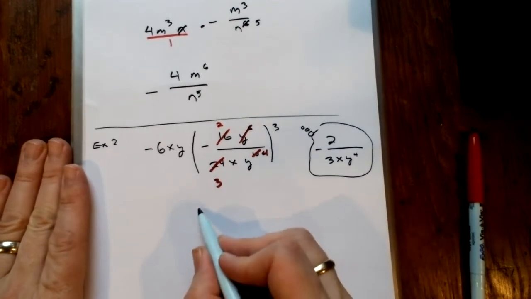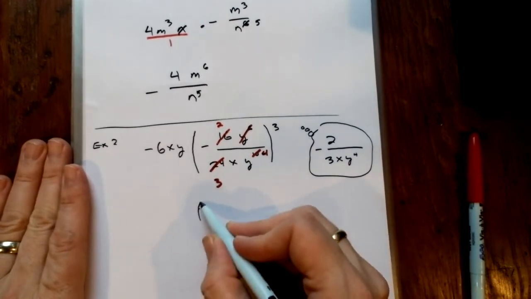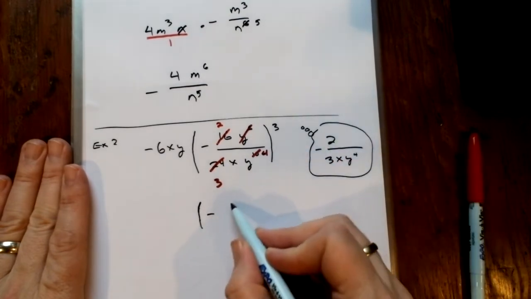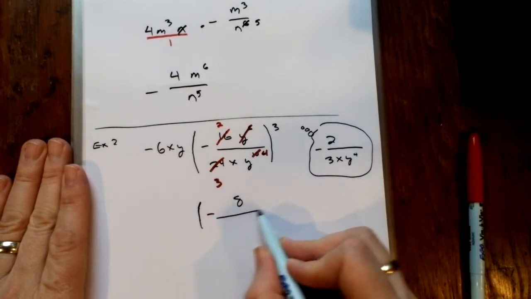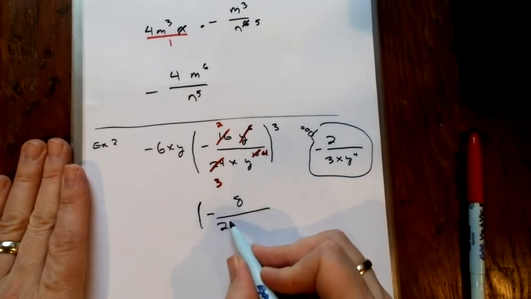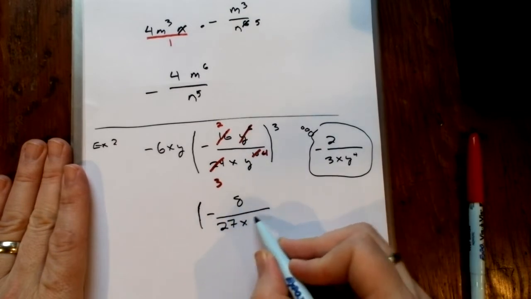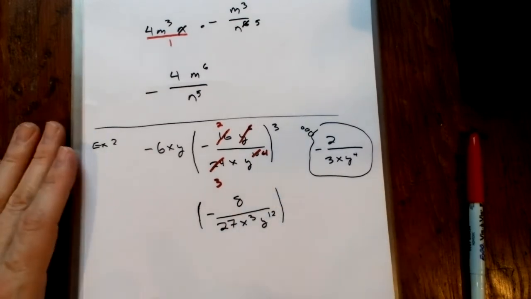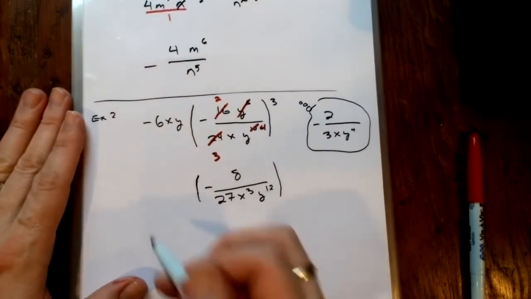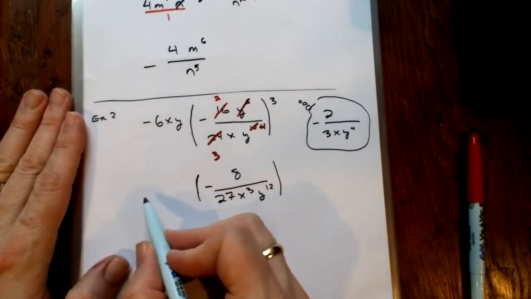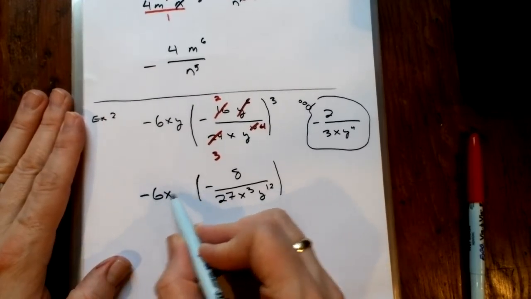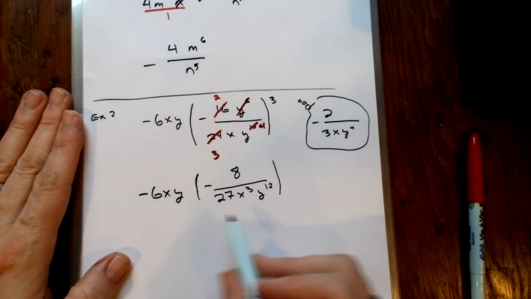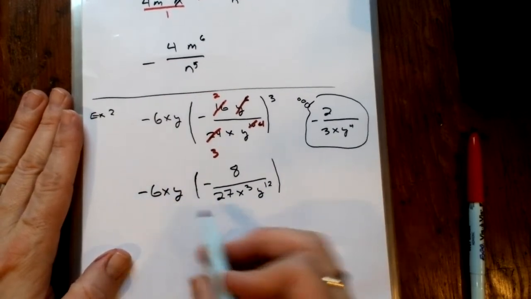So that'll be negative times negative times negative, which would be negative. 2 cubed is 8. 3 cubed is 27. Then I'll have x cubed y to the 12th. And I still have, I'm going to bring this negative 6xy over. Now, negative times negative is positive.